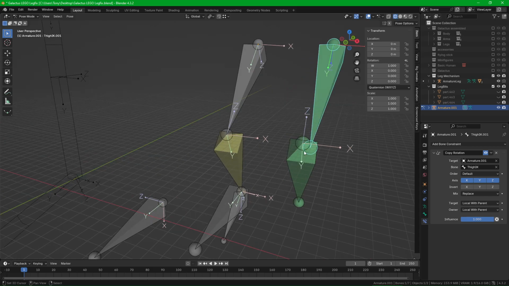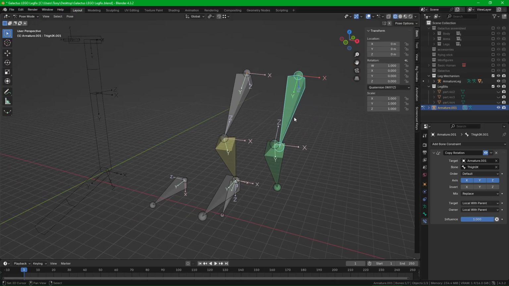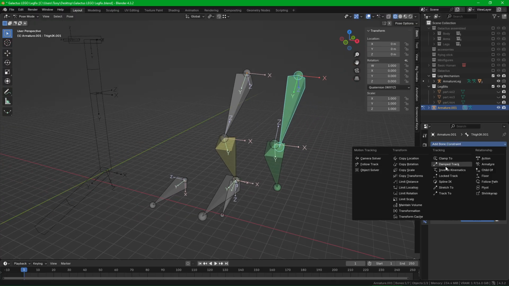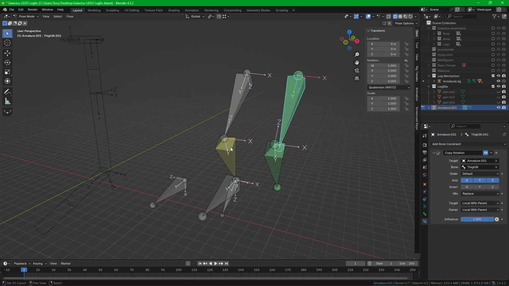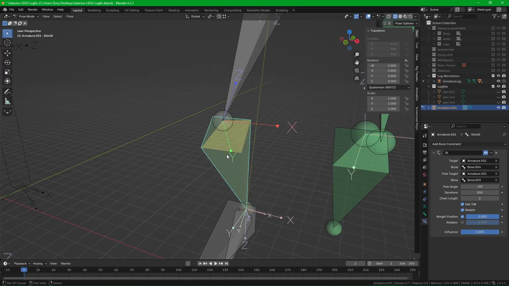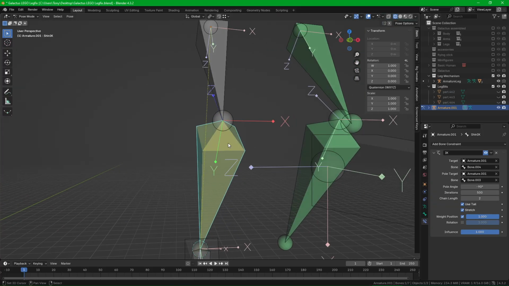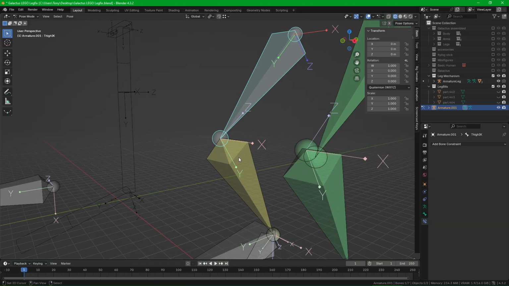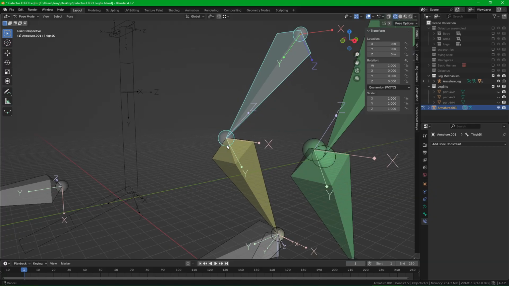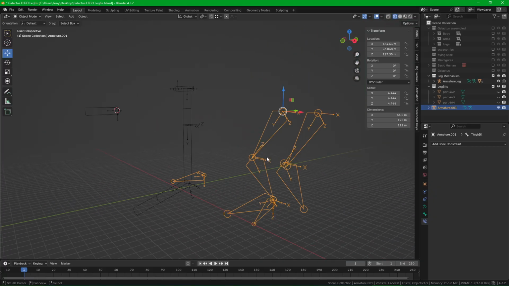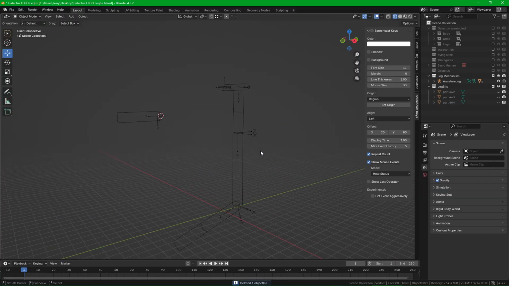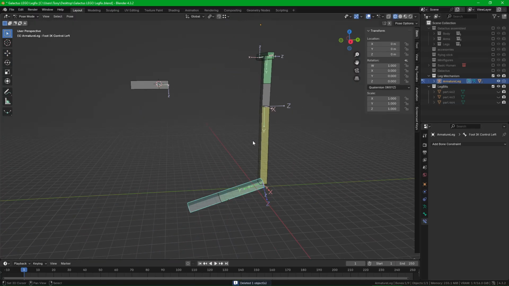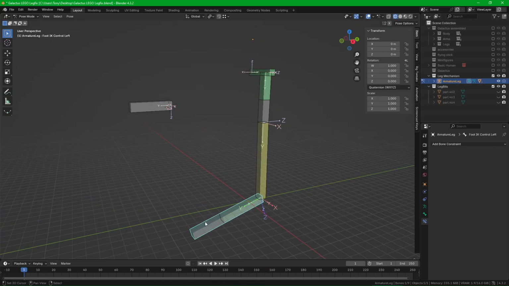You might get some discrepancy, but you could then use damped track, and you could point this bone to the head, to the start of this bone. So then, even though it's directly parented to this bone, it will always be pointing to the start of the shin bone. Anyway, we're on a tangent now, right? So let's go back to this, your Galactus mechanism.